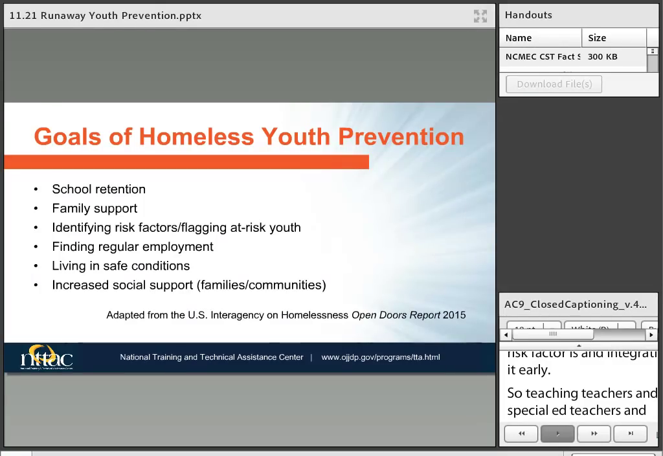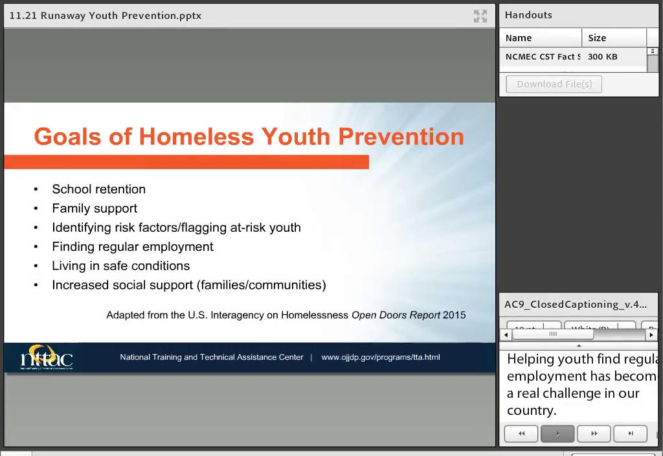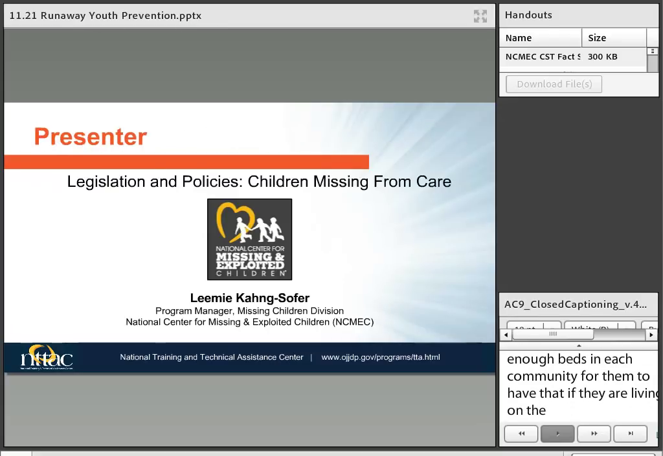Helping youth find regular employment has become a real challenge in our country, and we know that that is a protective factor. Living in safe conditions, making sure that we have enough beds in each community for youth, because if they are living on the street, the preponderance of actions end up with them remaining on the street if they don't have safe conditions to live in, and creating more understanding, more acceptance, and more social support for families and communities.